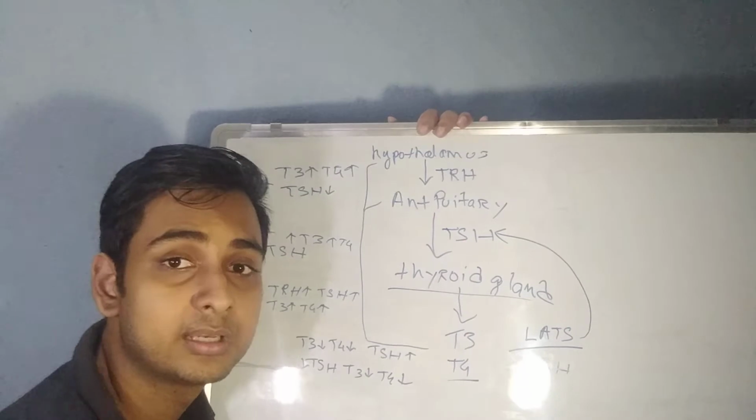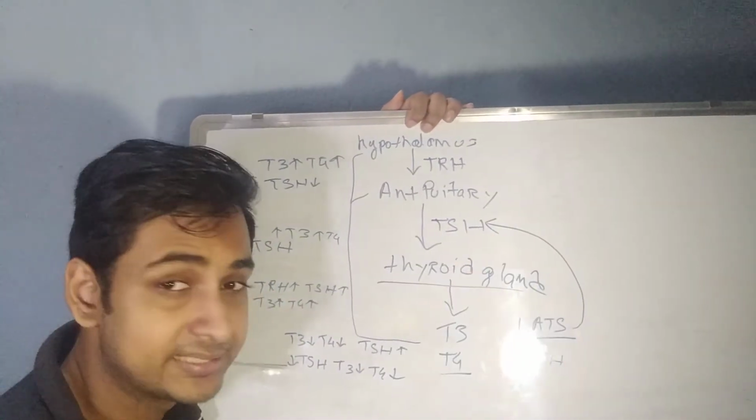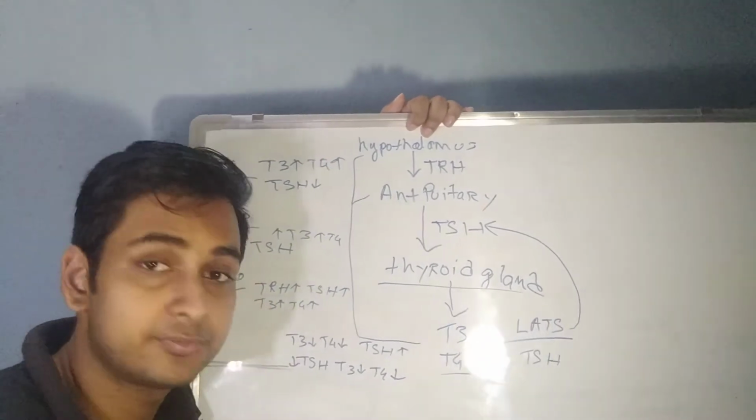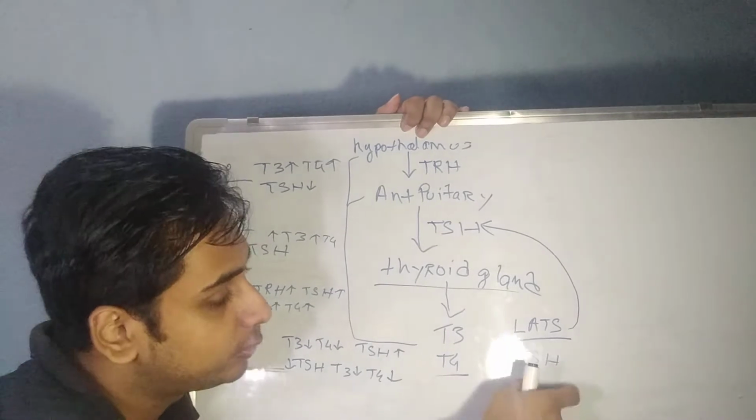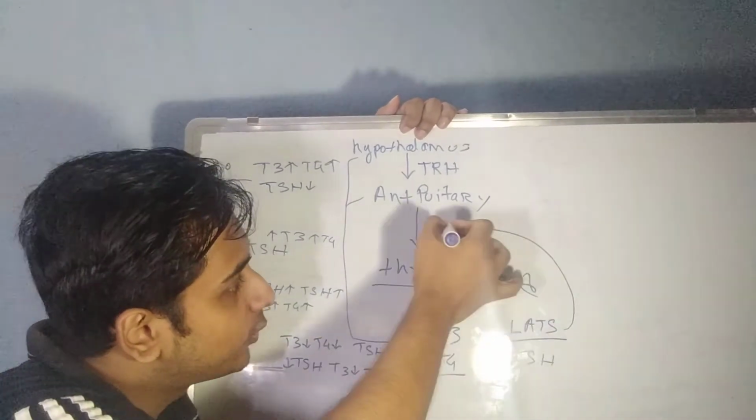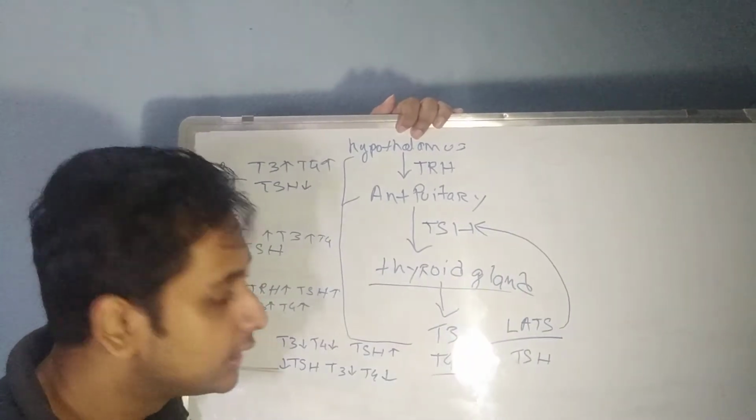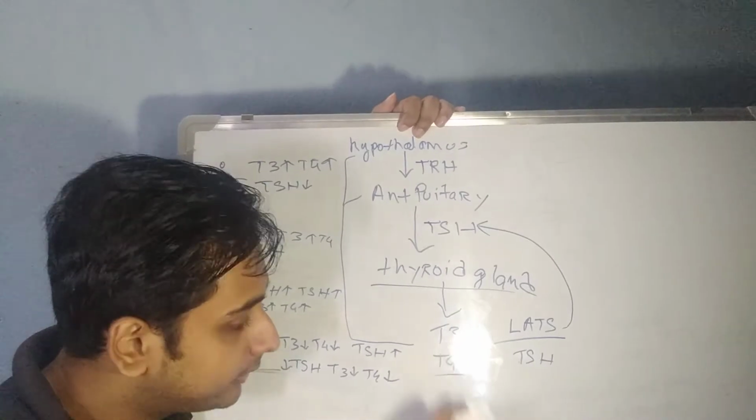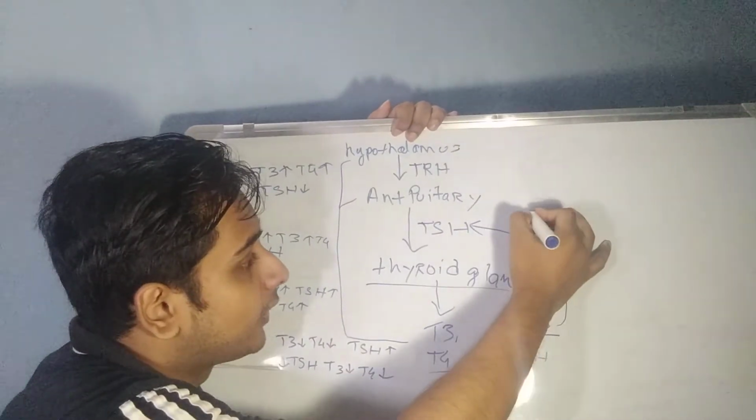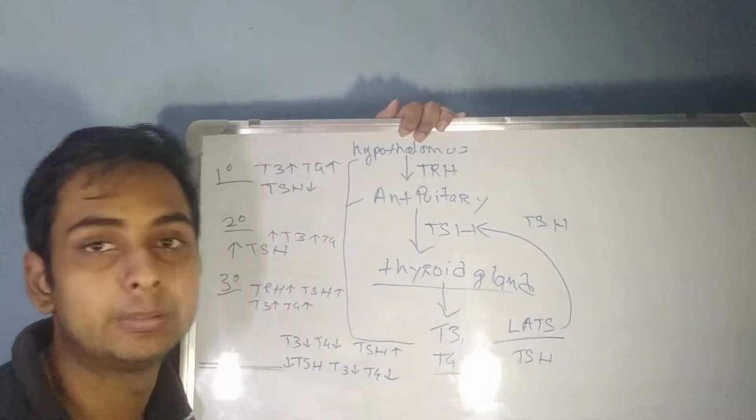I'll just recollect it here again. Whenever you are having Graves' disease, this LATS is released. Now this LATS is very similar structurally to thyroid stimulating hormone. Now what will this LATS do? It will come to this part and keep on stimulating the thyroid gland. So the T3 level will go up, T4 level will go up. Right now, if you do a test of thyroid stimulating hormone, if you want to see the level of thyroid stimulating hormone, you won't be able to see the level.